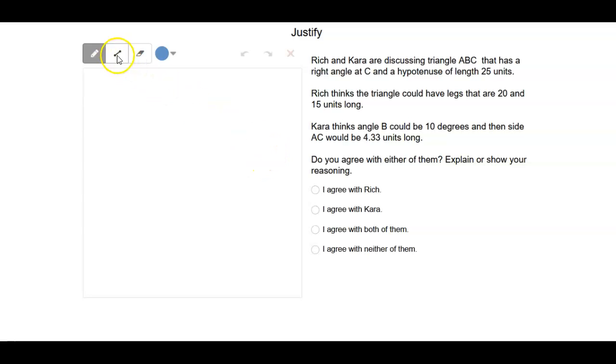All right, we got Rich and Kara this time. They are discussing triangle ABC that has a right angle at C. So we'll put our right angle down here, and a hypotenuse of length 25 units. So this hypotenuse is 25. Rich thinks the triangle could have legs that are 20 and 15 units long.